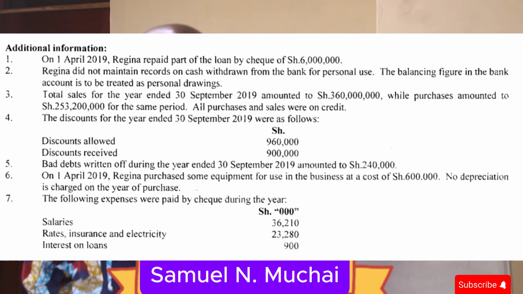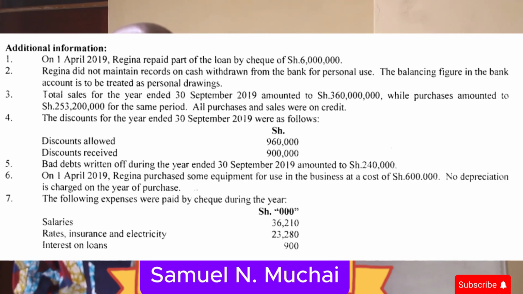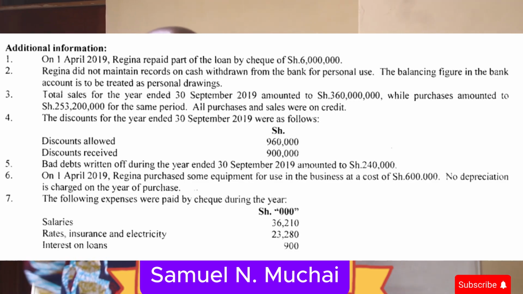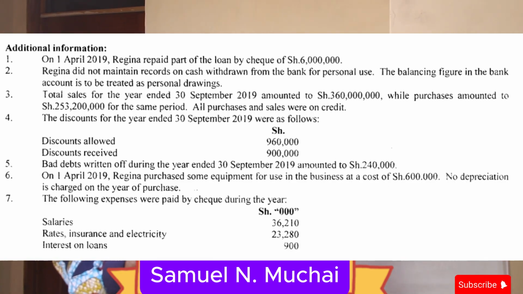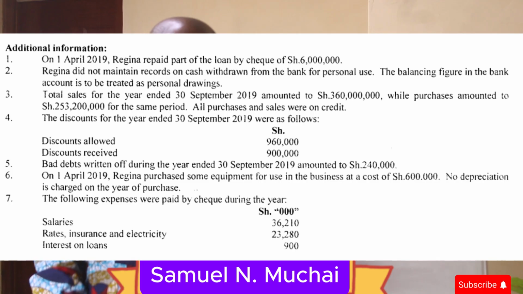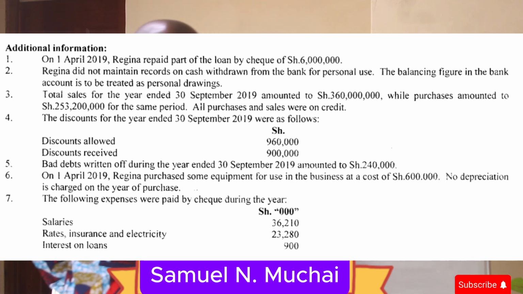The discounts for the year ended 30 September 2019 were as follows. Bad debts written off during the year ended 30 September 2019 amounted to 240. On 1st of April 2019, Regina purchased some equipment for use in the business at a cost of 600,000. No depreciation is charged in the year of purchase. The following expenses were paid by cheque during the year. You are required to prepare the income statement and the balance sheet.